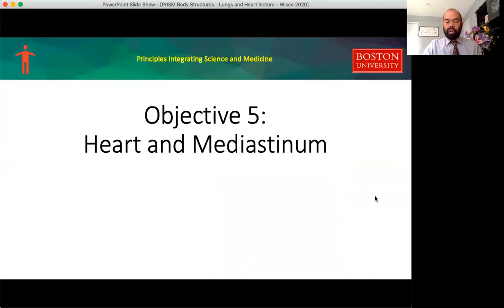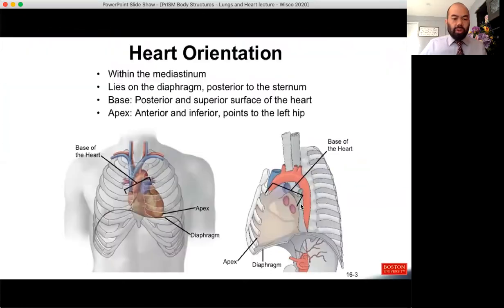Okay, so I think now we're ready to move on to the heart. We'll talk about the heart and mediastinum first. Just to reiterate the idea of the different cavities, the location of the heart is in the middle of the thoracic cavity. It is in an area called the middle mediastinum. Mediastinum basically refers to the middle part of the thoracic cavity.